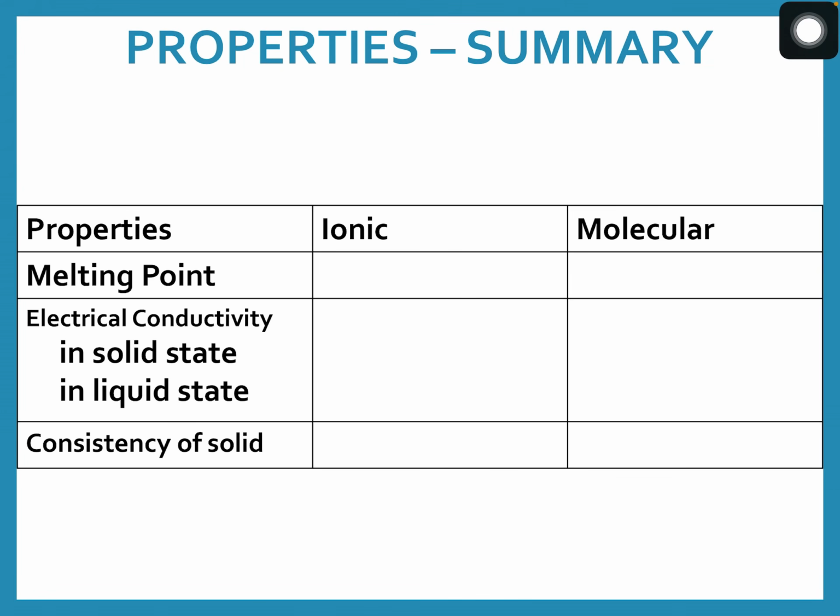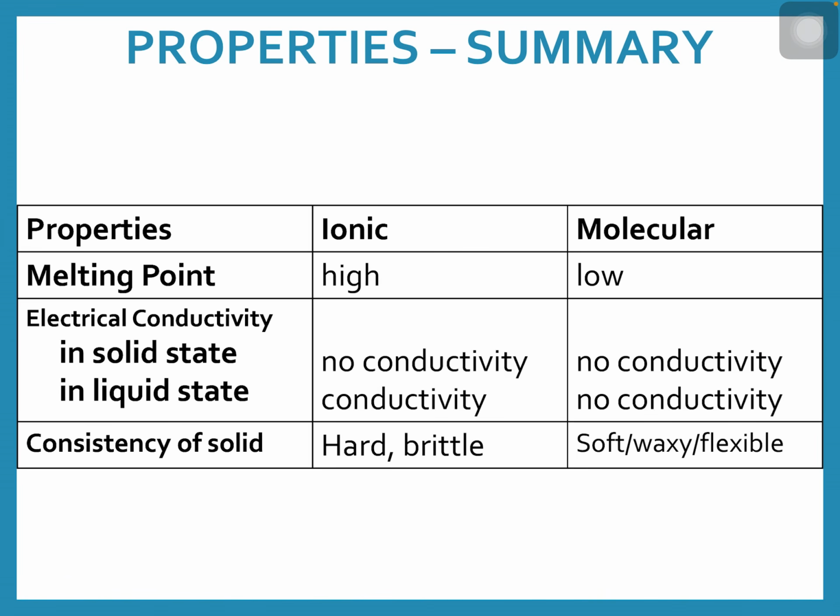So here's a summary chart of the different properties we talked about. The melting points for ionic compounds are incredibly high because the forces in ionic compounds are very strong. So we need a lot of energy to break the force that holds two neighboring ions together as a solid, not being able to move past each other.